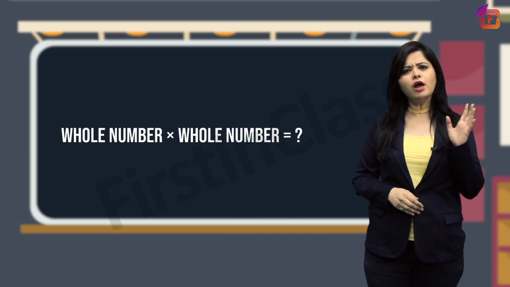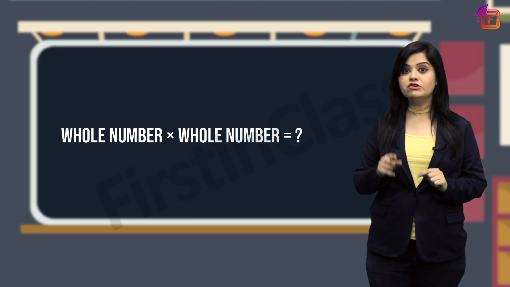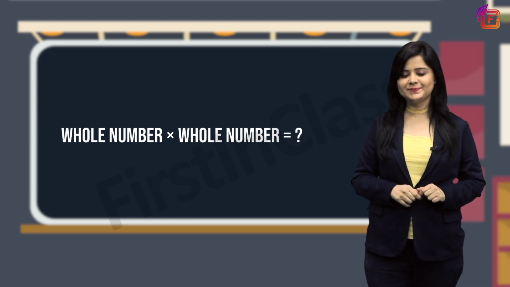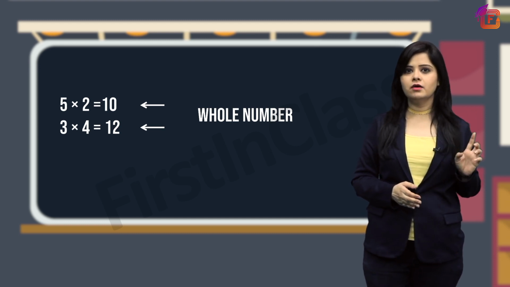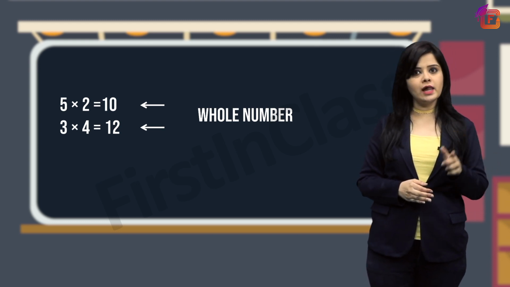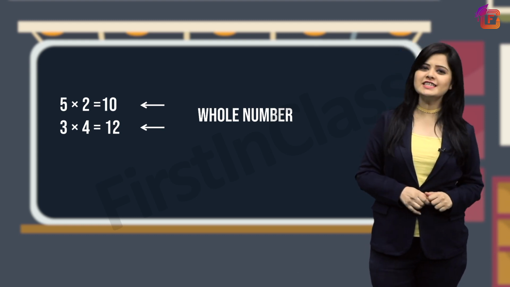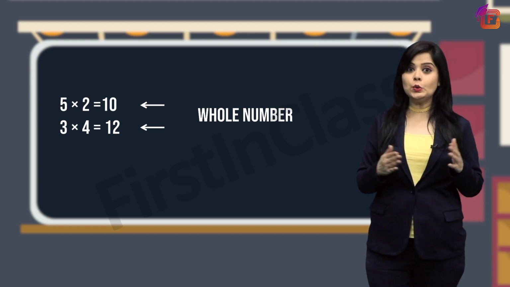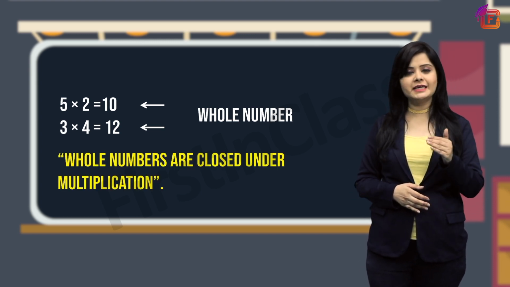Now, let us move forward and check the closure property for multiplication. Will you always get a whole number when you multiply two whole numbers? Try and think of some examples. As you can see here, 5 multiplied by 2 is 10, which is a whole number. Similarly, 3 multiplied by 4 is 12, which is a whole number as well. Yes, learners, we always get a whole number on multiplying two whole numbers. So, whole numbers are closed under multiplication.